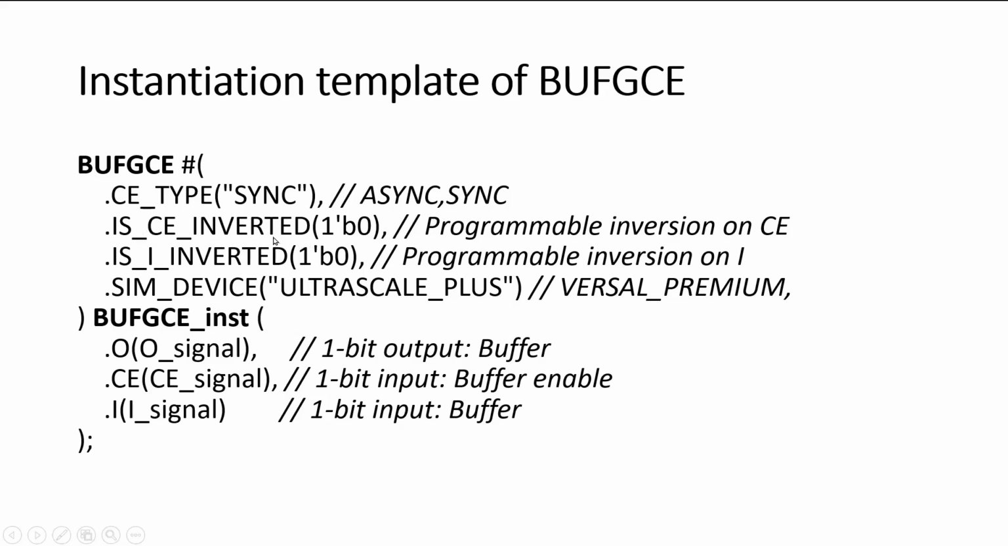Now let us discuss the second parameter. Is CE inverted? Is CE inverted? By default, we keep it 0 only. That means when CE will be 1, input will be passed to output. If we put this inverted 1, then this CE will be applied as inverted. That means if it will be 0, then I will be passed to output. Third parameter is I inverted. So if you want to invert I also, then you can make this signal as high.